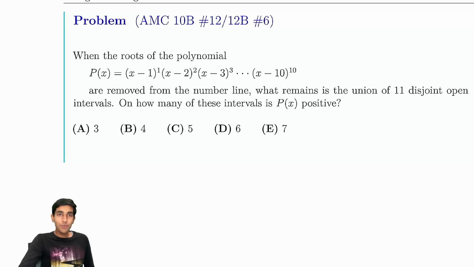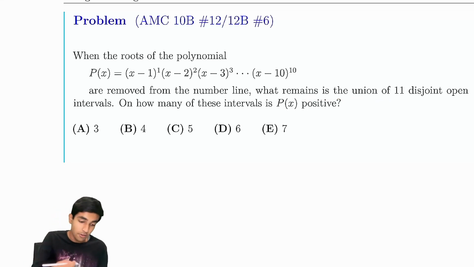Let's now tackle this root problem from the AMC 10 and 12. When the roots of the polynomial are removed from the number line, what remains is 11 disjoint open intervals. On how many of them is P(x) positive?